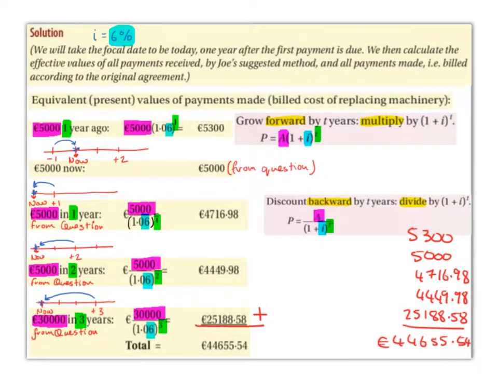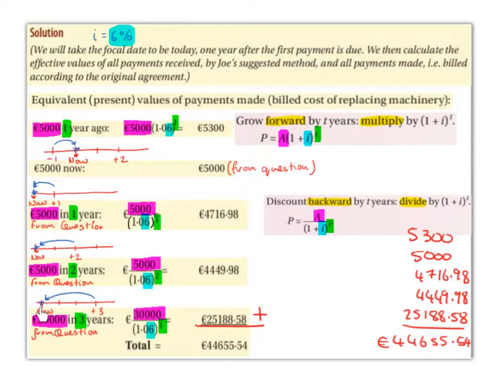So the A is going to be €5,000, 1 plus i is still going to be 1.06 because it's still 6% interest, and the t is going to be 1 year. So in 1 year's time, the €5,000 will be worth €4,716.98. The €5,000 in 2 years' time: if this is now, and this is in 2 years' time, we're working backwards by 2. Again we use this formula, 5,000 divided by 1.06 to the power of 2, and that gives us €4,449.98.